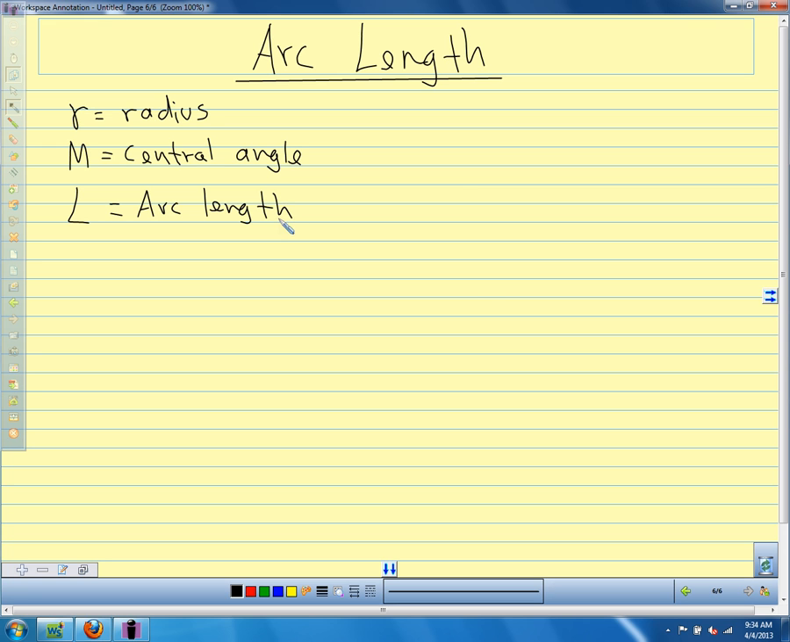We have a formula for arc length. L equals M divided by 360 times 2 pi r. So there's our formula for arc length. Well, let's talk about this formula for a minute. Seems kind of complicated. There's a couple different parts, but it's really not that complicated.